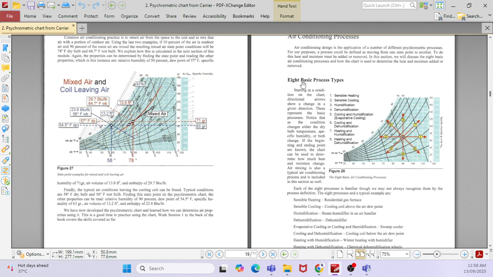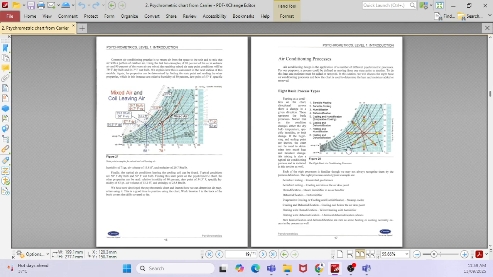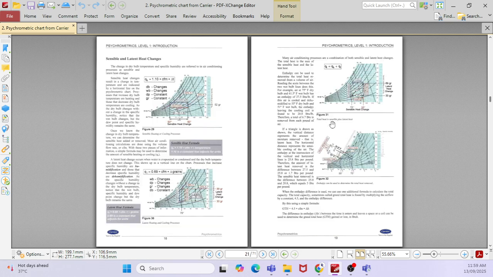See the eight basic process types: sensible heating, sensible cooling, humidification, dehumidification, cooling and humidification, cooling and dehumidification, heating and humidification, heating and dehumidification, right? Yes, sir. So can you try to do this assignment as well? Yes, try to do that assignment. If you study all these items, you can also create a quiz. What are the eight basic process types? You can ask some people to type it in the group. Okay, then go further.